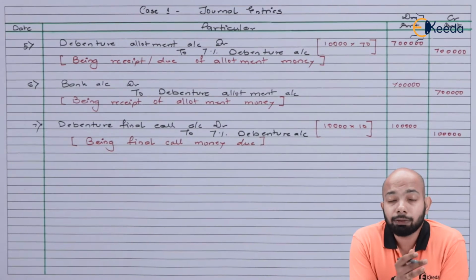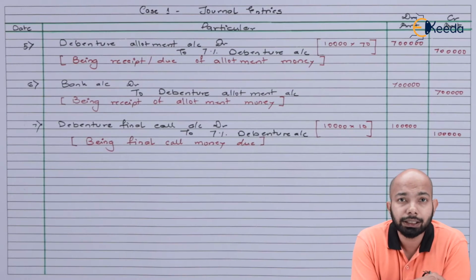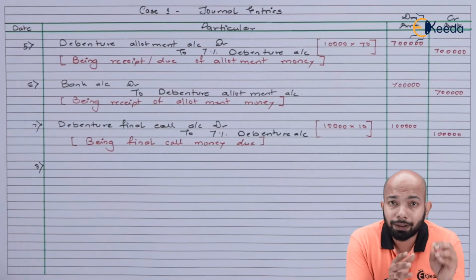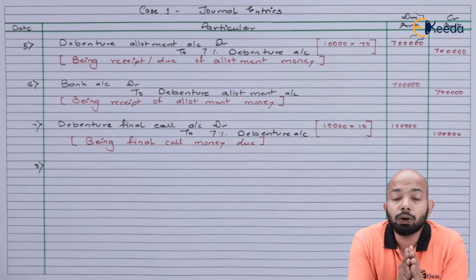Now, the last entry that we will be passing here refers to receipt of final call money. Let's pass that entry here. The company has also mentioned that 500 debentures defaulted on the final call money, so that is our calls in arrears. So we'll mention that in this receipt entry.